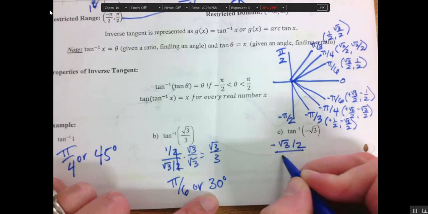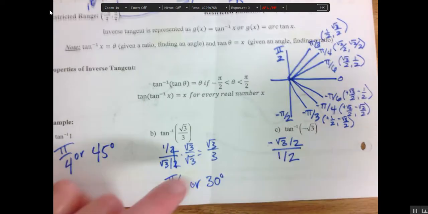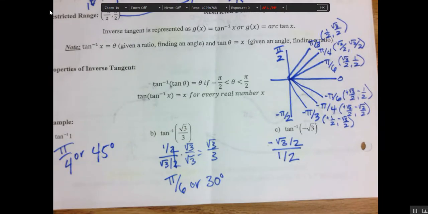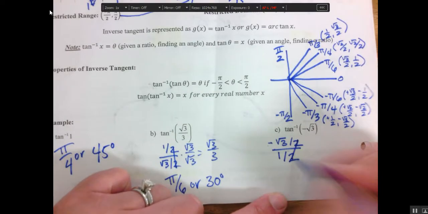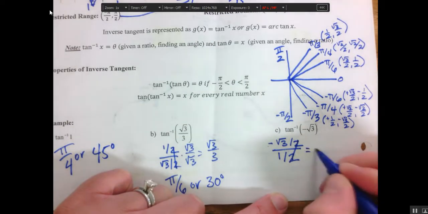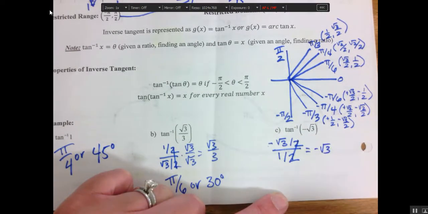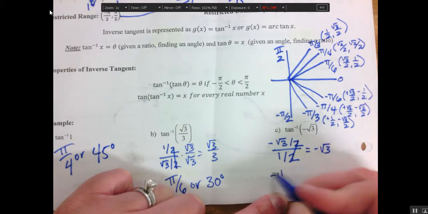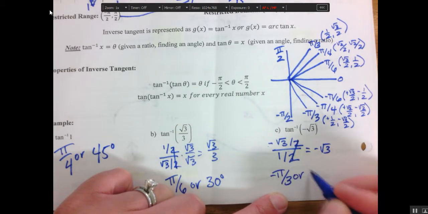Okay, so eventually you get used to this. There's not that many tangents around the circle, right? There's root 3 over 3, and there's root 3, and then there's 0 and undefined, and that's it, okay? Those are the only possibilities. So if you divide this, you do get negative root 3, so she picked the right one, and it's negative pi over 3 or negative 60 degrees.